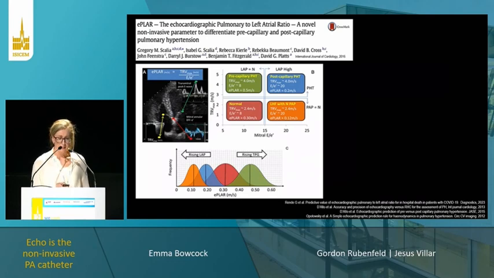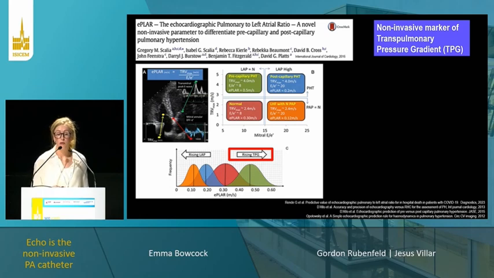This is a very busy slide, and I apologize for this. This is Greg Scalia's paper that evaluated the echocardiographic pulmonary to left atrial ratio in patients with pulmonary hypertension back in 2016. They use a ratio of the tricuspid regurgitant velocity over the E to E prime, which is a non-invasive surrogate of left atrial pressure. And it's really a non-invasive marker of your transpulmonary gradient. They were able to differentiate, with reasonable accuracy, patients with pre- and post-capillary pulmonary hypertension. And essentially, as this EPLAR value gets higher, that signifies that we're dealing with raised transpulmonary gradients.